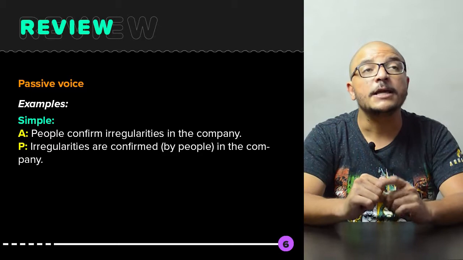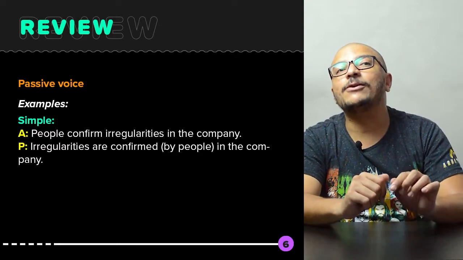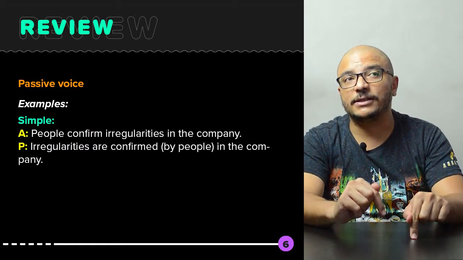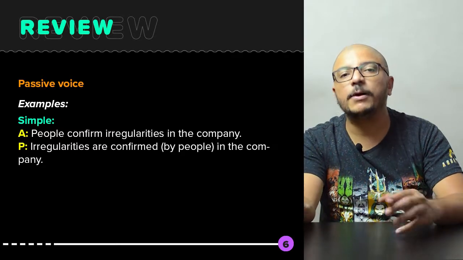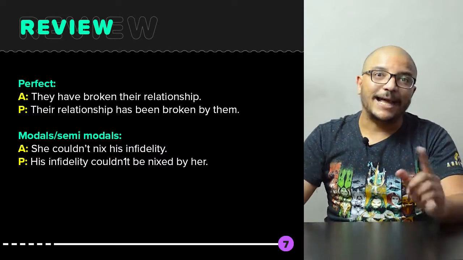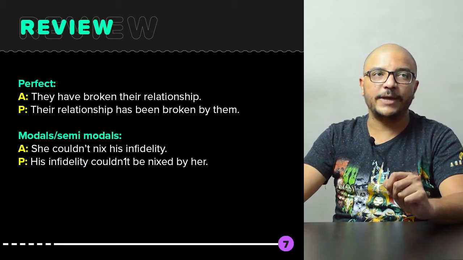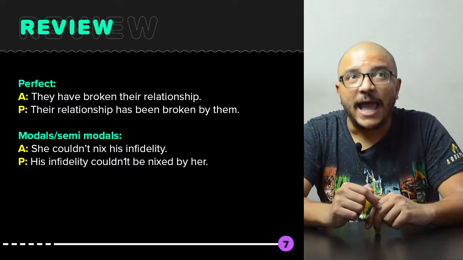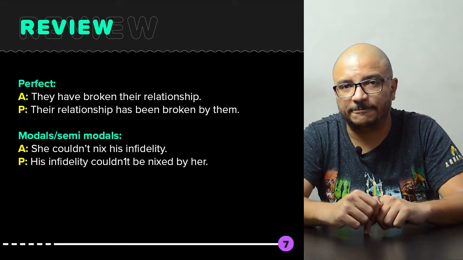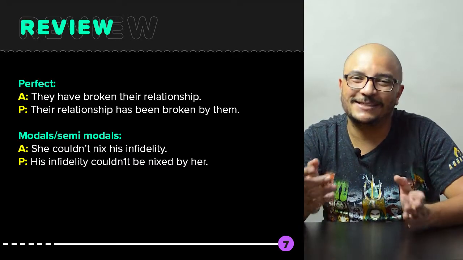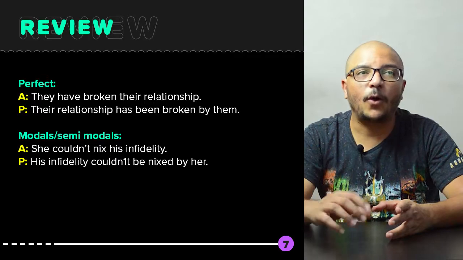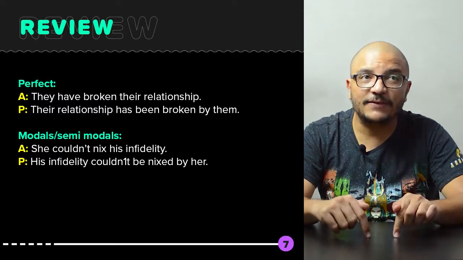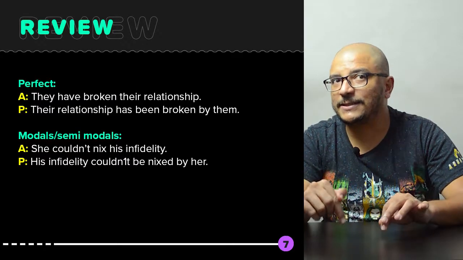Let's take a look at the examples. We have in the active voice: People confirm irregularities in the company. So you're going to have the passive: Irregularities are confirmed by people in the company. Okay? That was a simple form. Perfect form we have. They have broken their relationship. So their relationship has been broken by them. Okay? Modals and semi-modals we have. She couldn't nix his infidelity, and the passive, his infidelity couldn't be nixed by her.